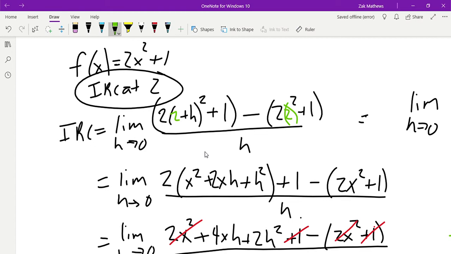Now we're going to have a name for this thing right here. It's not just an instantaneous rate of change. I'm not going to name it quite yet because I want to talk about some other things first.